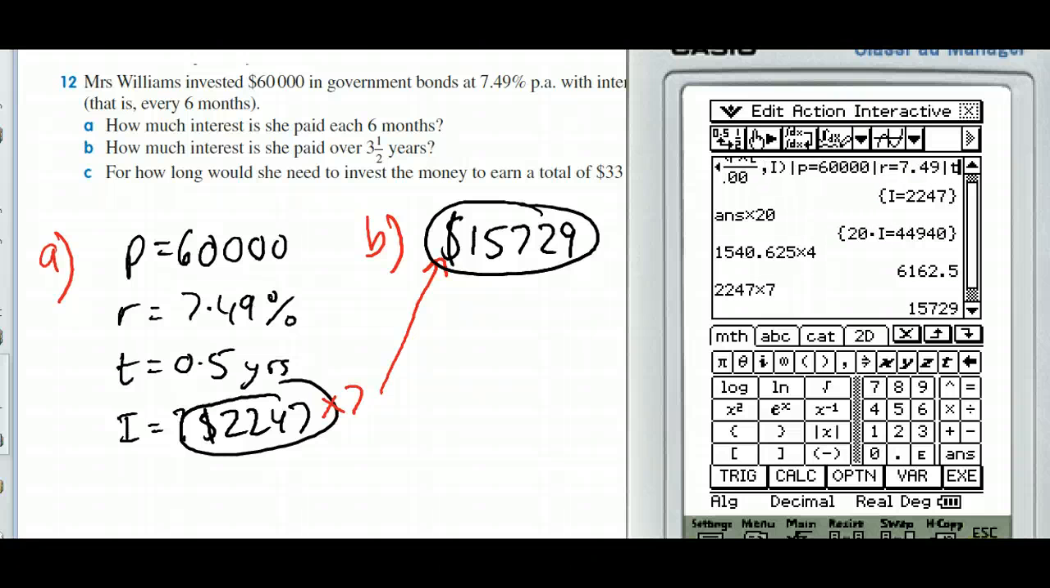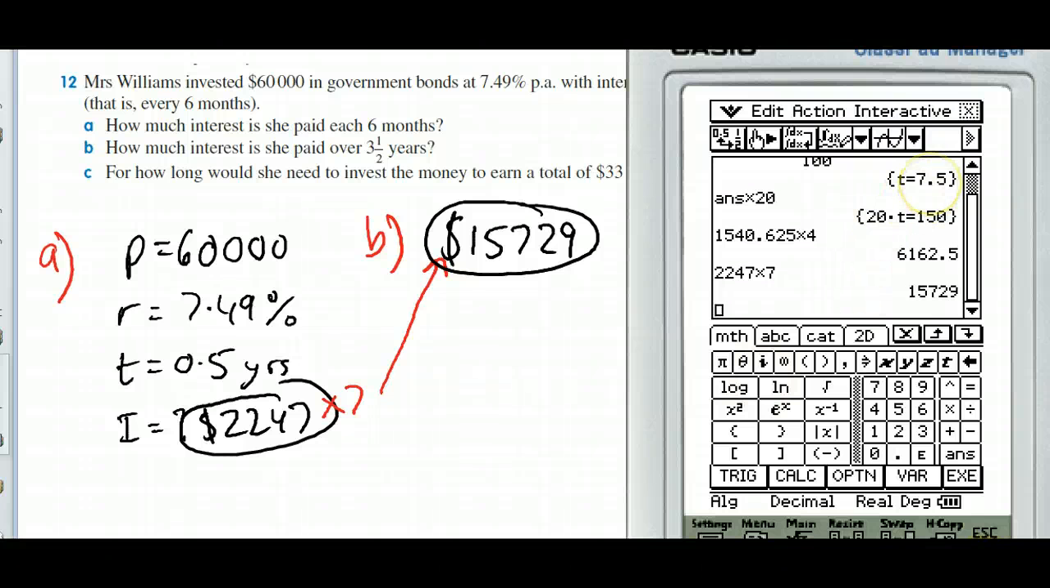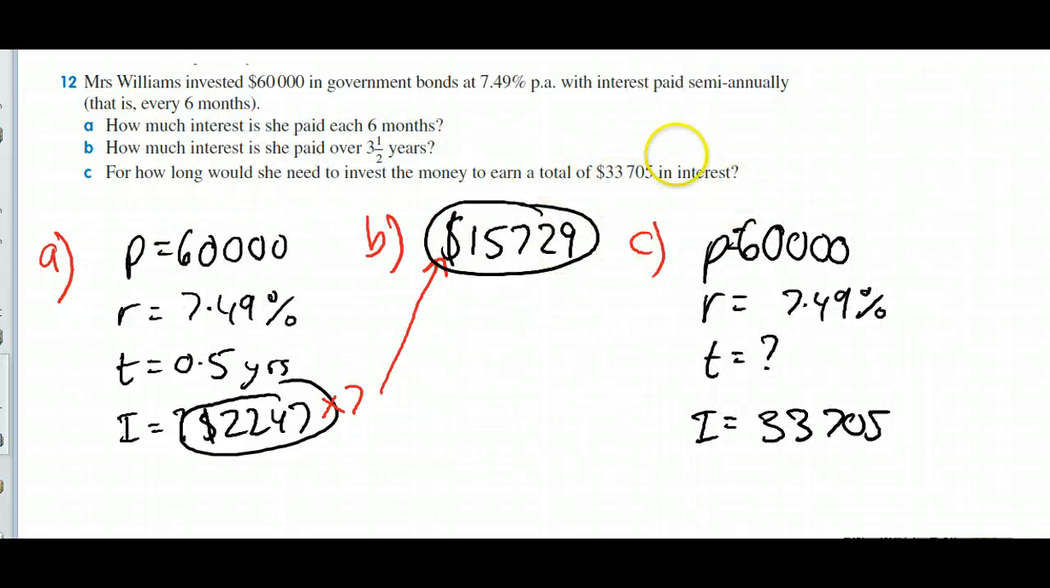So T is unknown, the amount I is 33,705. The rate of interest stays the same and P stays the same. We've just got to change the equation so that T becomes the focus. So when we do that, we get T equals 7.5. So she would need to invest that amount of money for 7.5 years in order to get that amount of interest off it. And there we go, that's all the questions done.